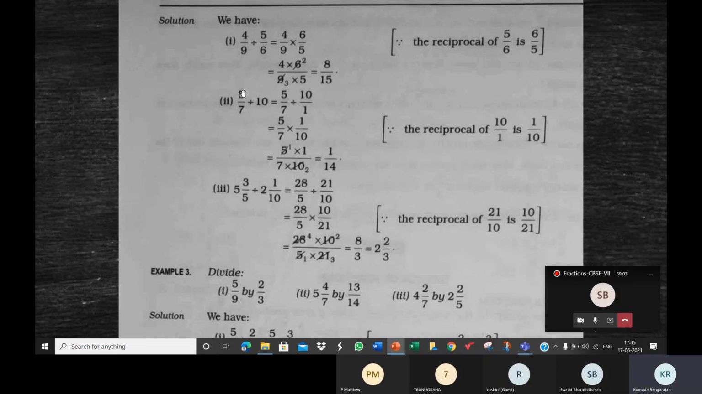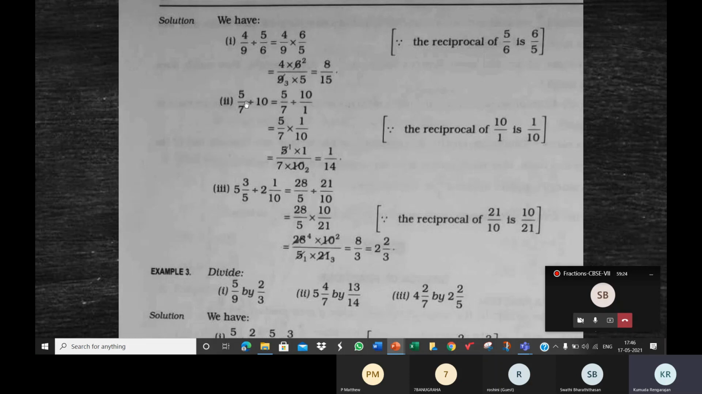See the next one. 5 by 7 divided by 10. So write 5 by 7 as it is. Now since this 10 does not show a denominator, let's show the denominator. 10 means 10 is in the numerator, so what's the denominator? It's 1. So 10 means 10 by 1.